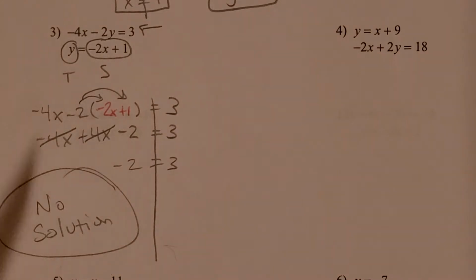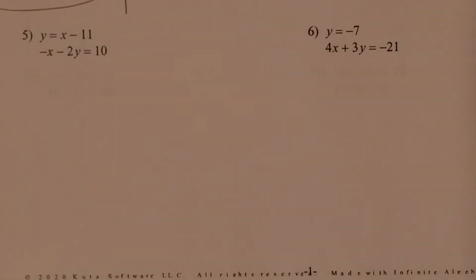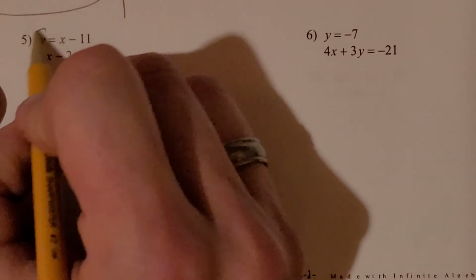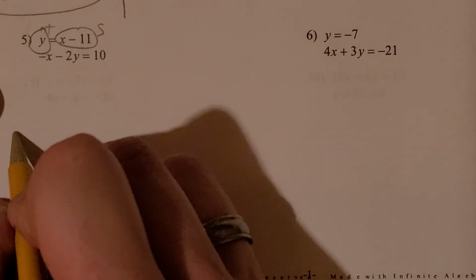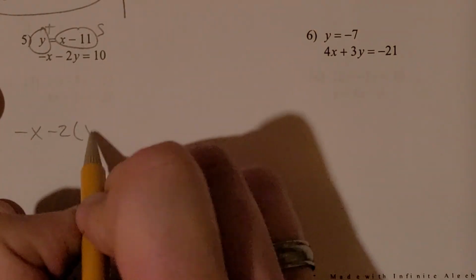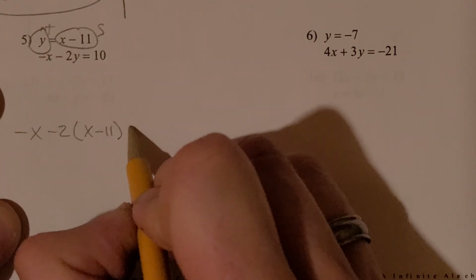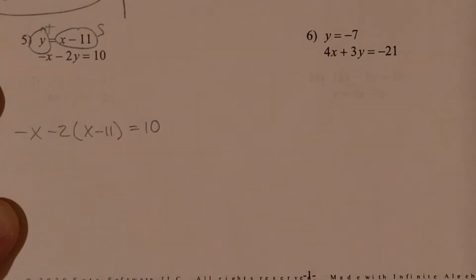All right, let's keep going. Let's look all the way down at number 5. Now I will tell you number 5, we actually get an answer here, so we can do all 3 steps. So same thing, teacher, sub. I'm going to rewrite my second equation without my teacher, and I'm going to plug in my sub.